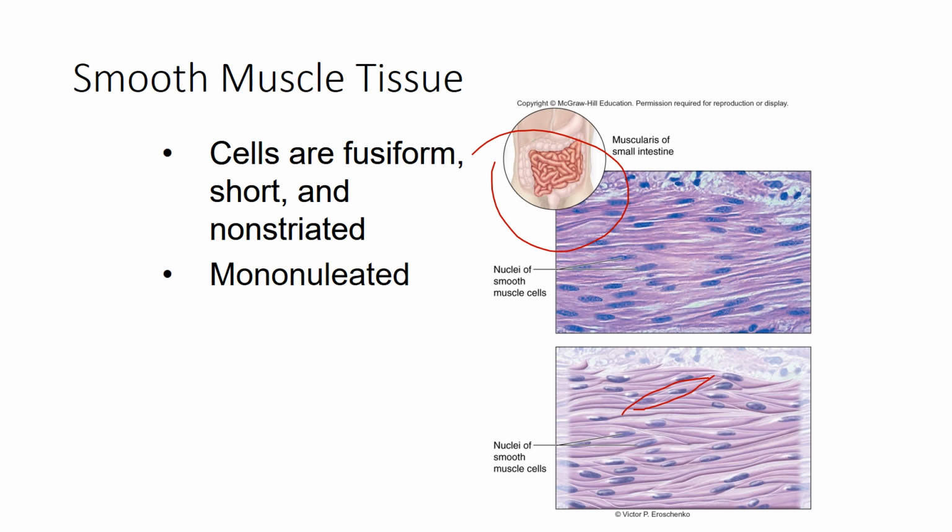And this, just like cardiac muscle, is involuntary. However, the difference here is that you don't see any striation, so there are no alternating light and dark bands. The contraction here will cause movement of food, of blood, or of sperm, depending on the location.